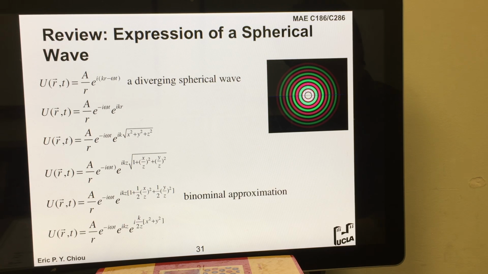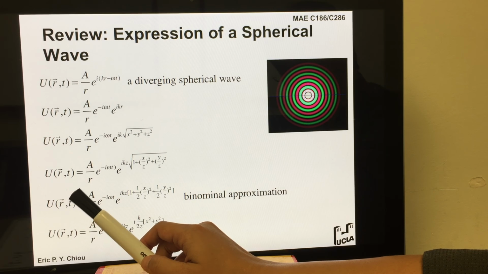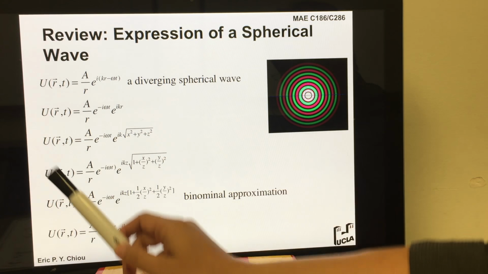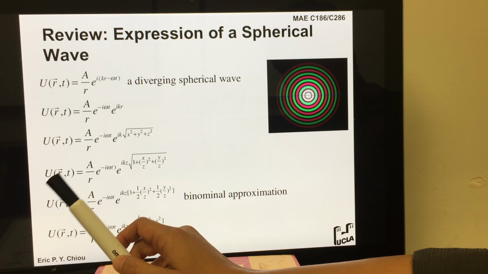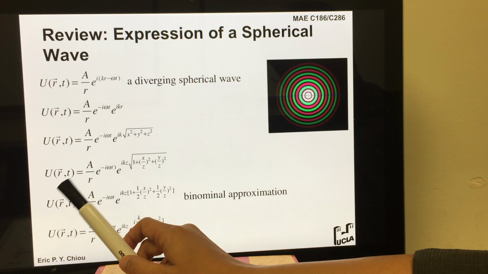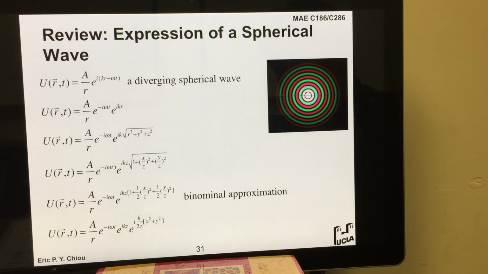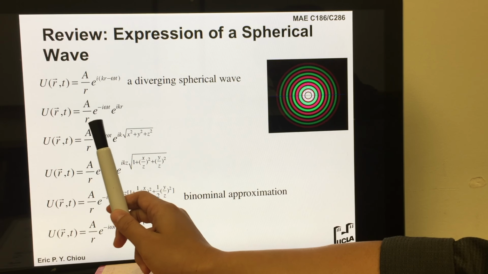Before we go through the function of a lens, let's review our spherical wave. You can express it in this way. You have amplitude and decaying intensity as you propagate out, and you can express it as e^(i(kr - ωt)). Omega is the frequency, k is the wave number, r is the distance, right? And you can extract this e^(-iωt) term out.